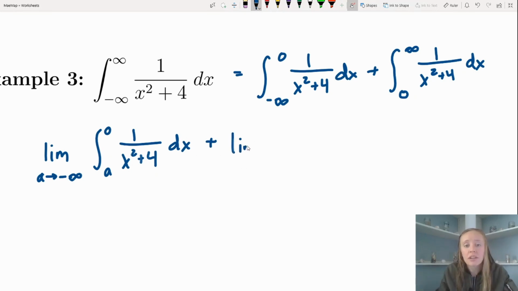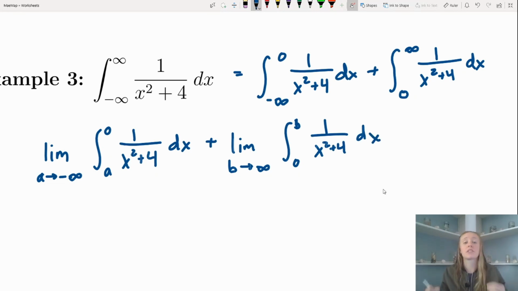And this one's going to be the limit as b goes to positive infinity. So you can see that I'll plug b in at that upper bound, and I have my same function, integrating that with respect to x. Now it's time to integrate, plug those bounds in, and solve.